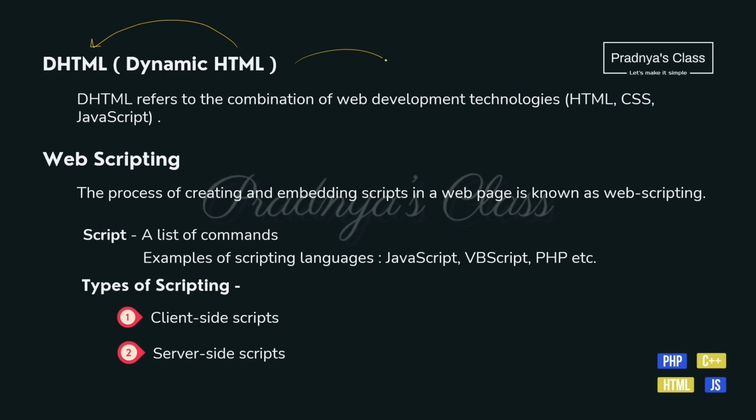Here is one more type of HTML, that is dynamic HTML. This is used for web development, which includes HTML, CSS and JavaScript. There is one more term, that is web scripting. When we involve script while designing a web page, it is called web scripting.